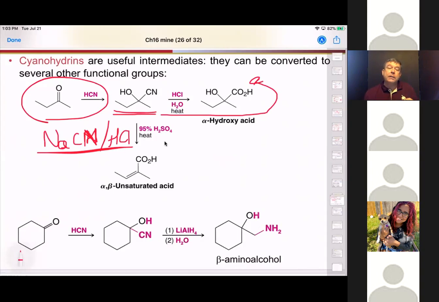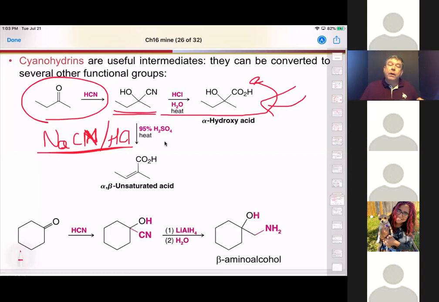And we have what's called an alpha hydroxy acid, meaning that there's a hydroxy, an alcohol group, on the carbon next to the carboxylic acid. These are used in a lot of biological functions, which is why the cyanohydrin reaction is used for making a lot of pharmaceutical compounds. So that's one thing we can do.